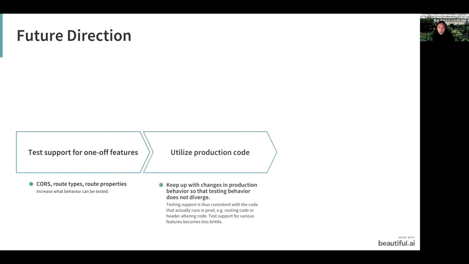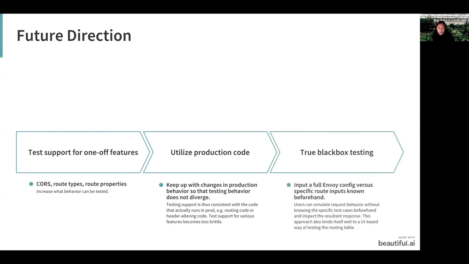Building off of this, one major improvement would be utilizing production code. Currently, the router check tool uses the same routing function as Envoy in production itself, but when it comes to things like header validation, it's more or less a copy of the code that runs in production. And this is also one of the main roadblocks to implementing something like CORS testing support. Because ideally you want to be able to use the same code as production so that testing support is consistent and doesn't diverge. And it also just makes adding test support a lot less brittle because, as you may know, open source Envoy gets a lot of changes every day, and so just copying the code over from production is not very feasible.